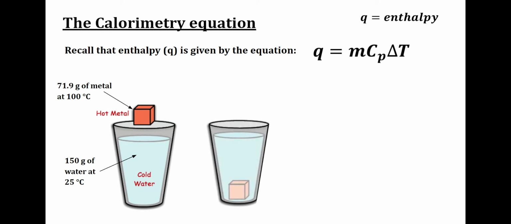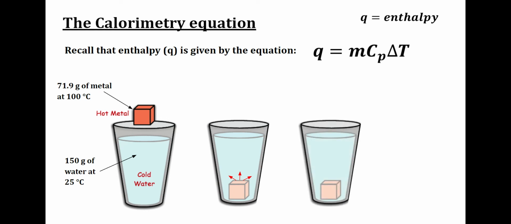So here we put the hot metal into the cold water, and the metal releases energy to the water. And at some point, those two, the metal and the water, reach a thermodynamic equilibrium, and we measure that temperature. And in this example, the final temperature is 28.6 degrees Celsius.